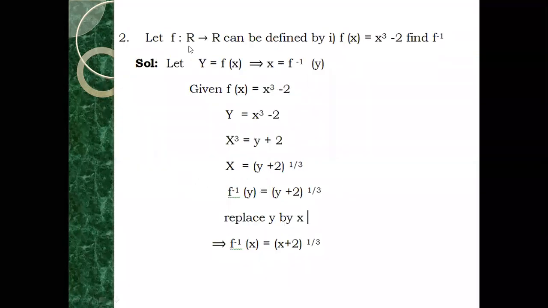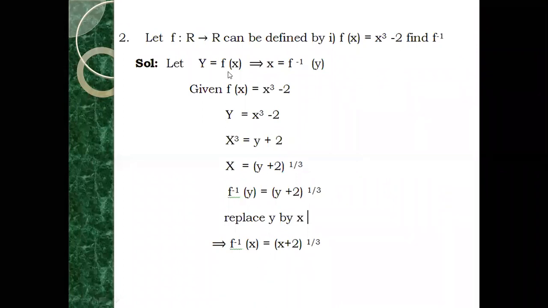Next one. Let f map R to R be defined by f of x is equal to x cube minus 2. Find f inverse. So here the given function is f of x is equal to x cube minus 2.